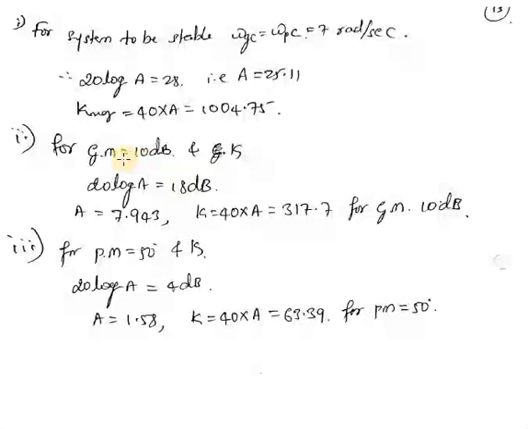That is, to have the gain margin as 10 dB, 20 log A is 18 dB. That is, an 18 dB shift is required. So from that you will get the A value as 7.943 and K will be 317.7 for having the gain margin as 10 dB.